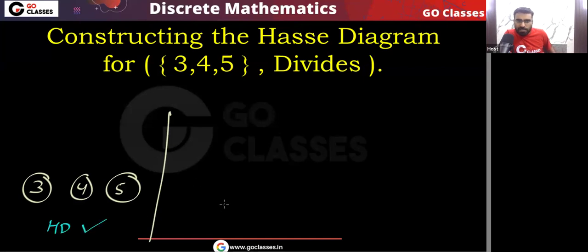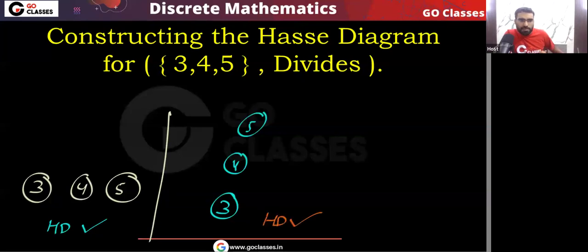Tell me, is this hash diagram correct if I do it like this? Is there any violation here? Did I make any violation? No, there is no violation. This hash diagram is also correct.